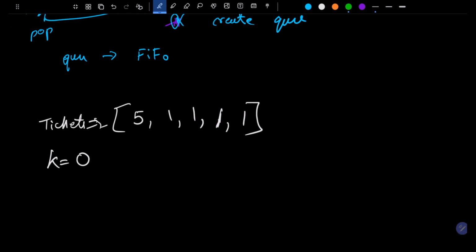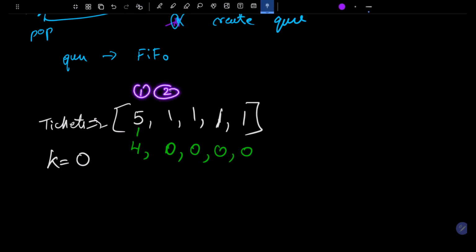I'll say, okay, buy one ticket, reduce your count. Buy one ticket, reduce your count. So each time I have bought one here, again here.